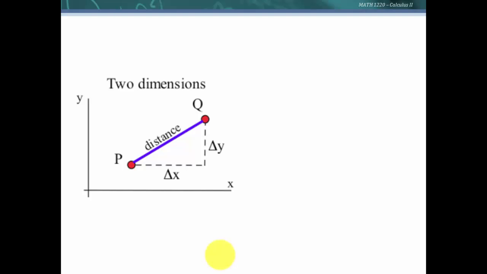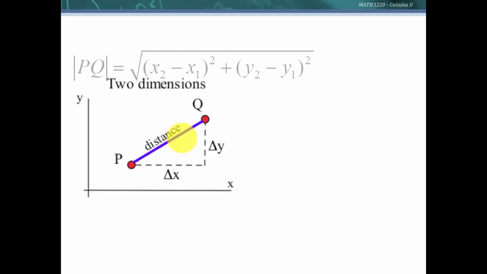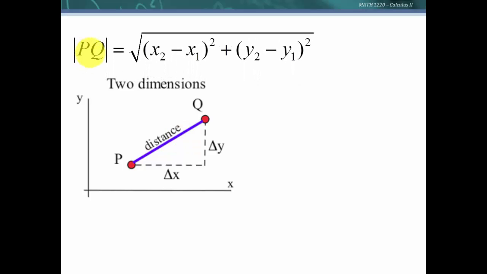So in 2 dimensions we had a distance formula. It was based on the Pythagorean theorem. We took the change in x squared plus the change in y squared, and that would be the distance squared. And so we could then square root, and we had the distance formula. So the distance from point P to point Q is, here's our distance formula.